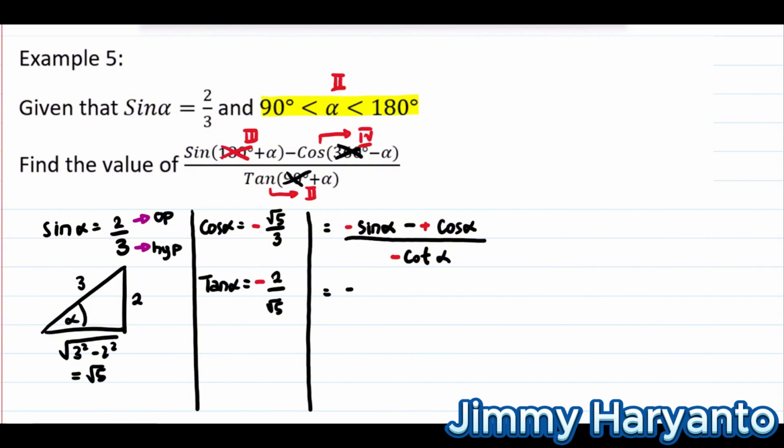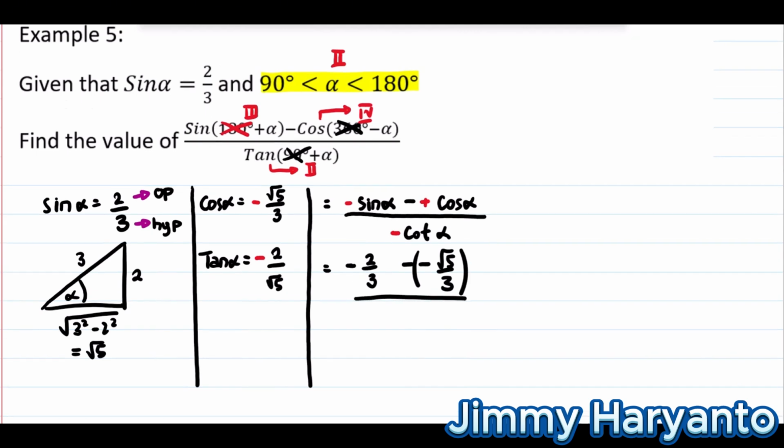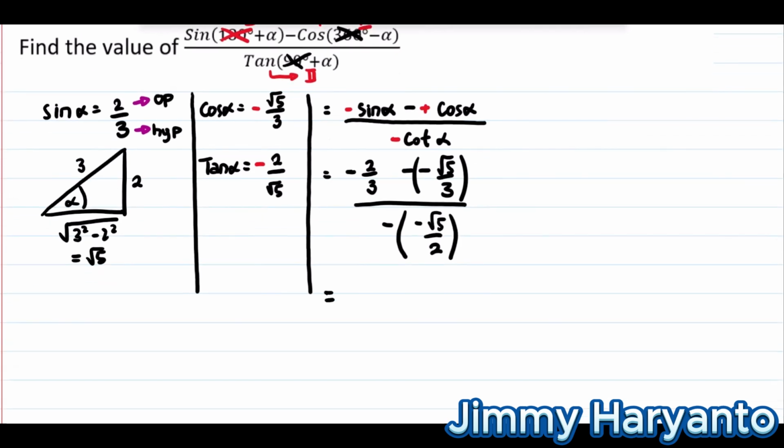Okay, next is to input the value. The sine is negative 2 over 3. 2 over 3, but we have a negative sign at the front. This one is negative cos. Cos will be negative square root of 5 over 3. That means negative, and then also we have another negative. Negative cotangent. Cotangent is the inverse of tangent, so we only have to inverse the value of the tangent like that. Next is to simplify the value. So for this one we have negative 2 over 3 plus square root of 5 over 3, and then over square root of 5 over 2.